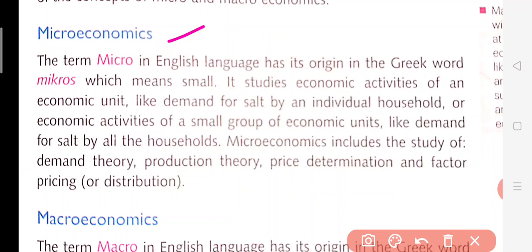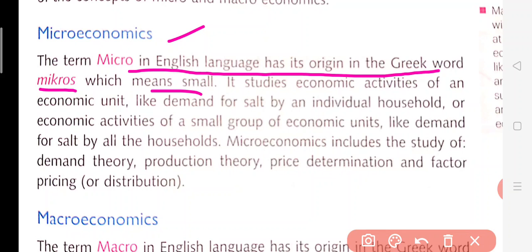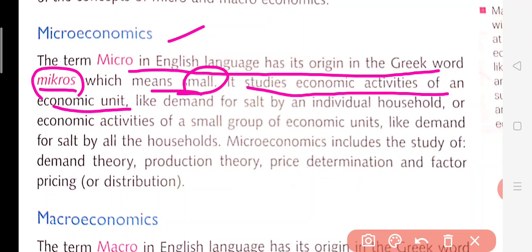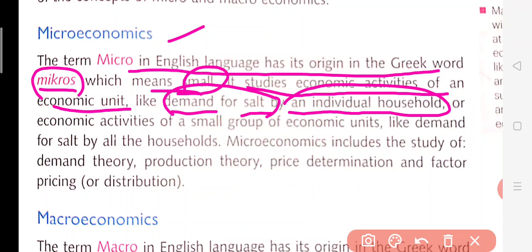Microeconomics. What is microeconomics? The term micro in English has originated from the Greek word mikros, which means small. It studies the economic activities of an economic unit, like demand for salt. Now there is a single commodity demand by an individual, one person or one household, or the economic activities of a small group of economic units.